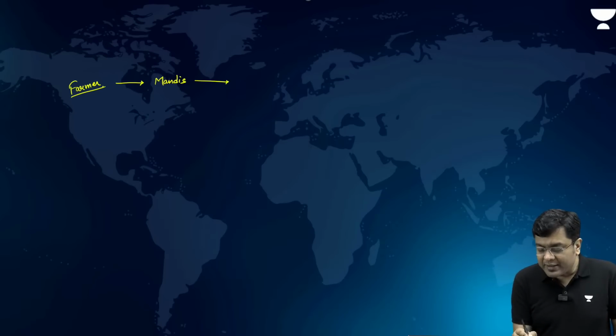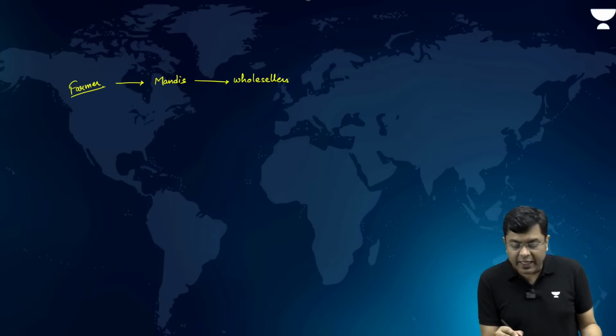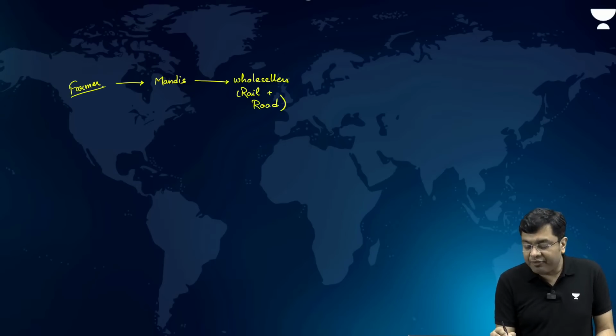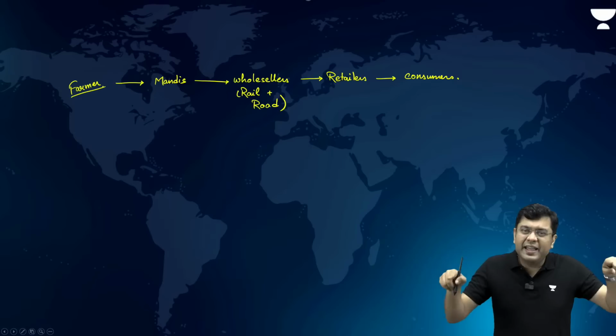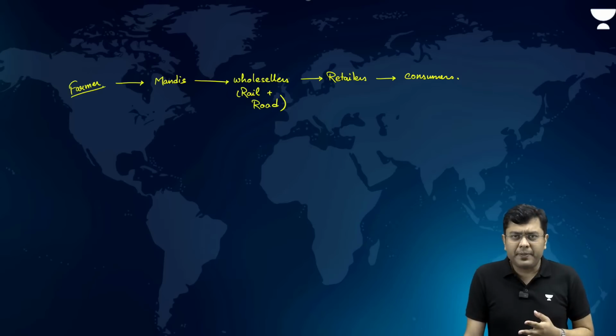After that, it is transported to the wholesalers across the country. How do you do that? With the help of rail plus road. Then after that it goes to the retailers, and after that the consumers. Now this entire value chain is where a significant amount of losses happen.